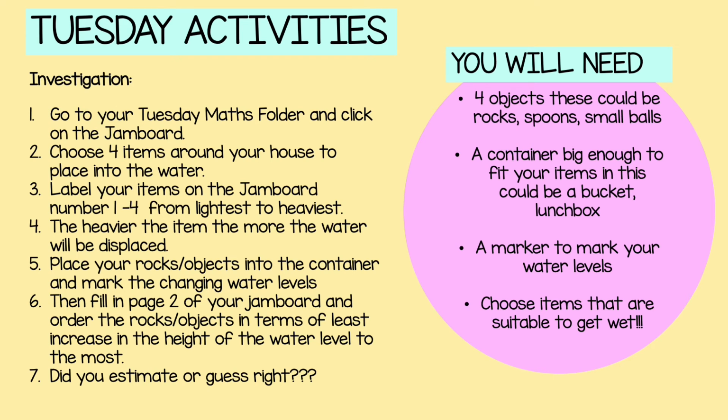So if I was labeling the items I just used, I would have the hockey ball as number 1 because it was the lightest, and the glass would be number 4 because it displaced the most water, which means it has the larger volume. Then you're going to place your objects into the container and mark the changing water levels. And then you need to fill in page 2 of your Jamboard and upload some photos of you completing your experiment. I would love to see them.